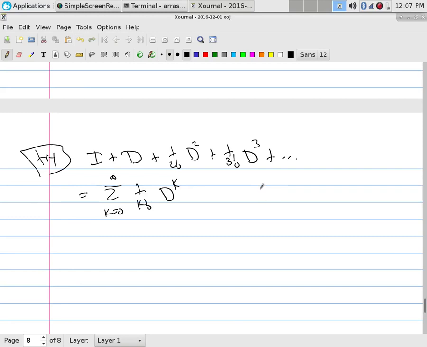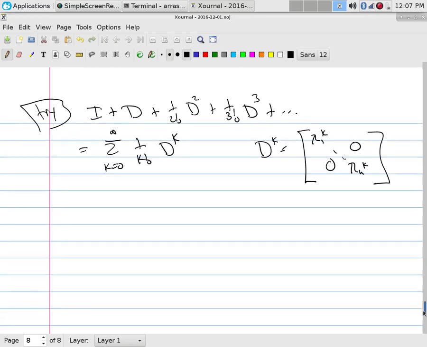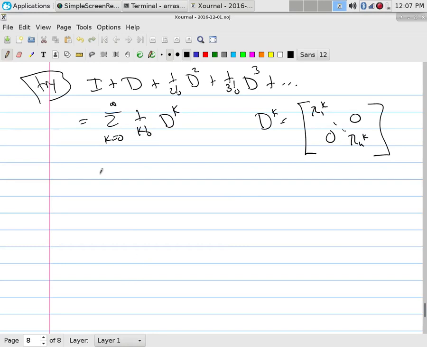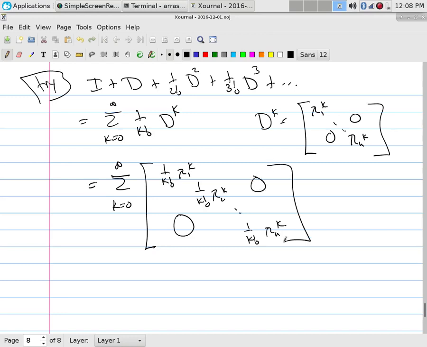But here's the deal. What is D to the k? It's a diagonal matrix. That is lambda 1 to the k, lambda n to the k, 0, 0. What's that times 1 over k factorial? That is 1 over k factorial lambda 1 to the k, 1 over k factorial lambda 2 to the k, 1 over k factorial lambda n to the k, got zeros and I got zeros.